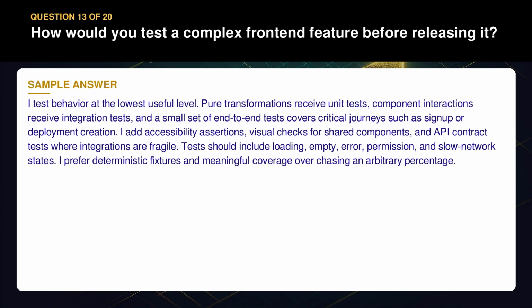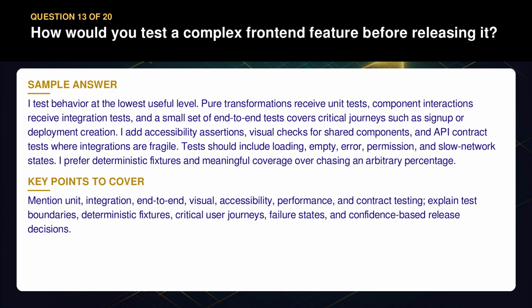Tests should include loading, empty, error, permission, and slow network states. I prefer deterministic fixtures and meaningful coverage over chasing an arbitrary percentage. Mention unit, integration, end-to-end, visual, accessibility, performance, and contract testing. Explain test boundaries, deterministic fixtures, critical user journeys, failure states, and confidence-based release decisions.